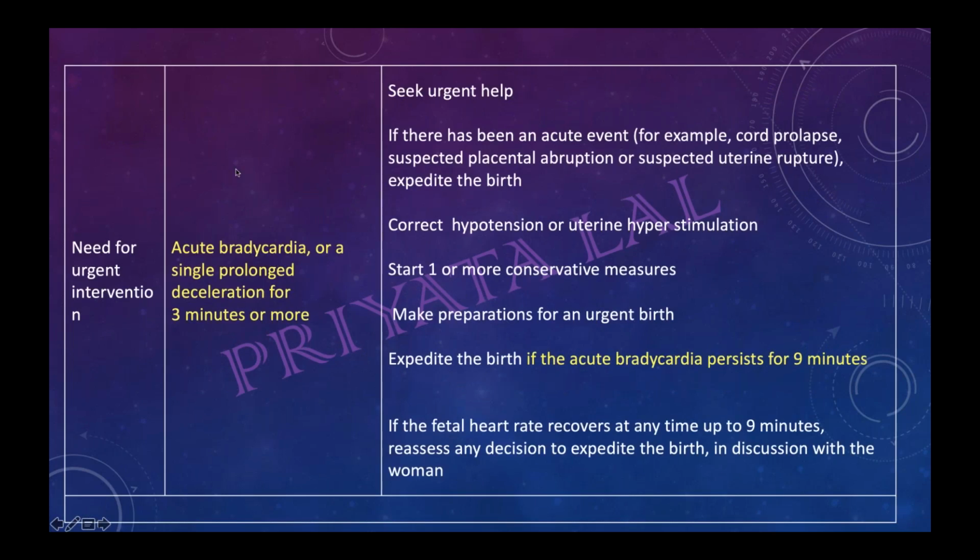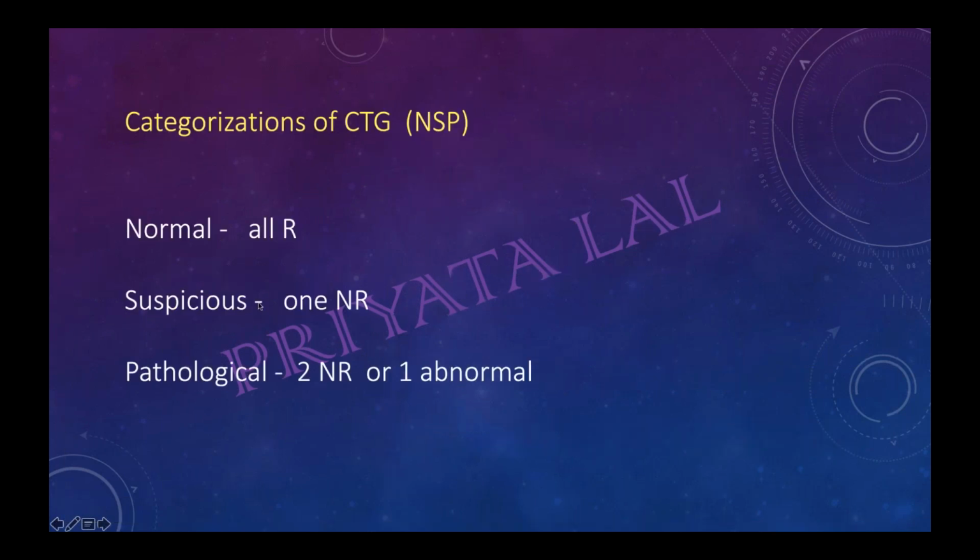Then you have to remember this: normal is all reassuring features, suspicious is only one non-reassuring feature, and pathological is two non-reassuring features or one abnormal feature. Okay, so this you have to remember.